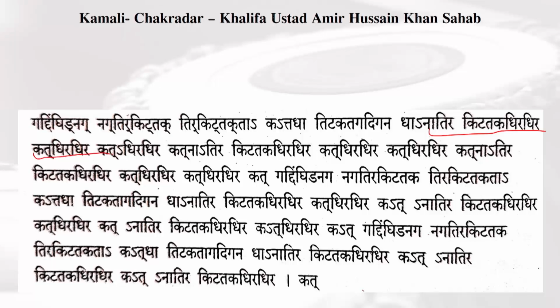So na tir kirtak dhir dhir kat dhir dhir kat dhir dhir kat, and again na tir kirtak dhir dhir kat dhir dhir kat dhir dhir kat, and na tir kirtak dhir dhir kat dhir dhir kat dhir dhir kat. So we have dhir dhir kat dhir dhir kat, na tir kirtak dhir dhir kat dhir dhir kat 3 times. Then again gadi girdan na tir kirtak tir kirtak ta ka ta tir kirtak da na tir kirtak dhir dhir kat dhir dhir kat, na tir kirtak dhir dhir kat. So 2 times na tir kirtak dhir dhir kat dhir dhir kat.